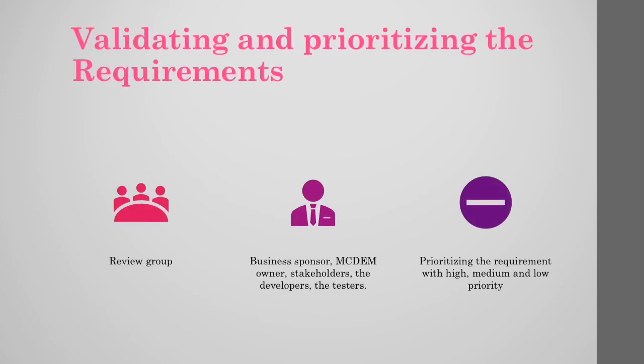Validating and prioritizing the requirements is done by review groups. Validation of the requirements is performed to ensure the accuracy of the requirements documents. On completion of the requirements document, the review group is formed. These review groups generally consist of representatives from the key stakeholder groups to validate the various aspects of the requirements. They could be the business sponsors, the MCDM owners, the fire departments, the primary stakeholders who have a higher level of interest.